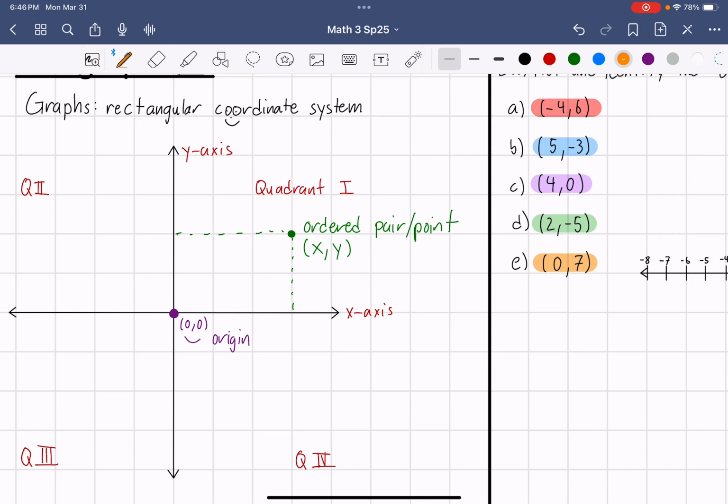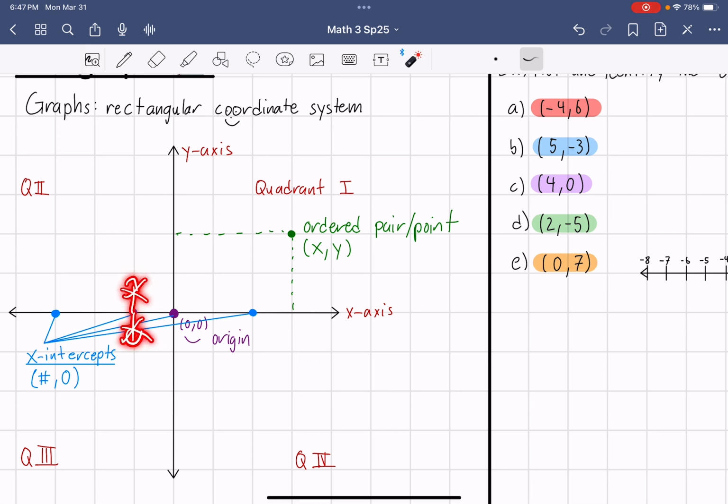So points that are on the x-axis, and technically the origin is on the x-axis, these points are known as x-intercepts because they all have some number for the x, but they have a 0 for the y, meaning they don't go up or down at all. That's why they end up being directly on the x-axis.